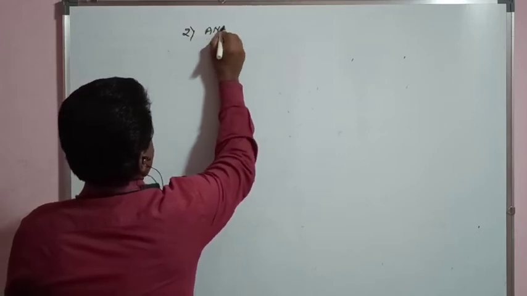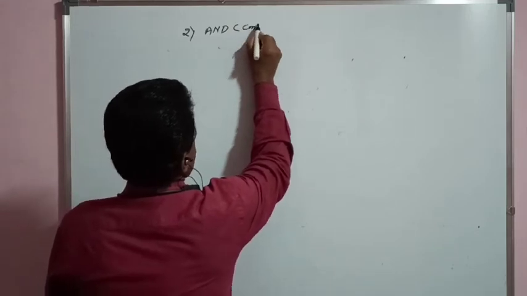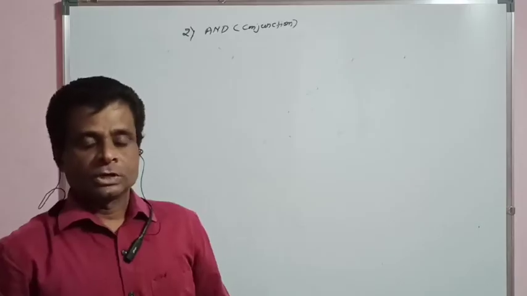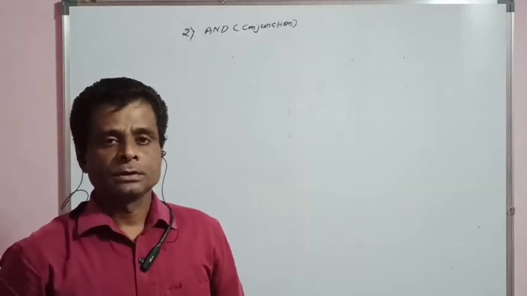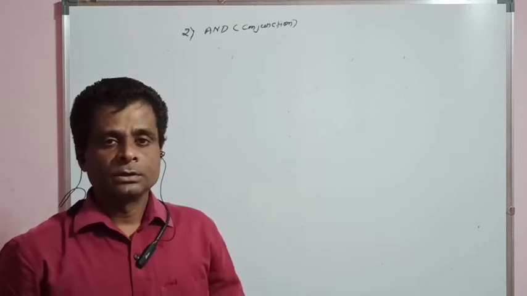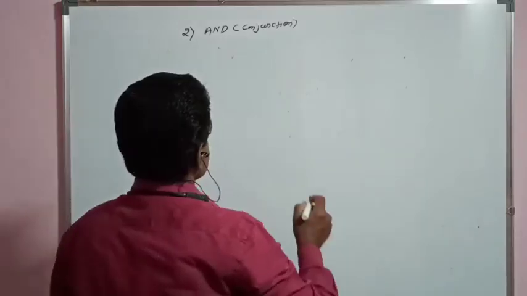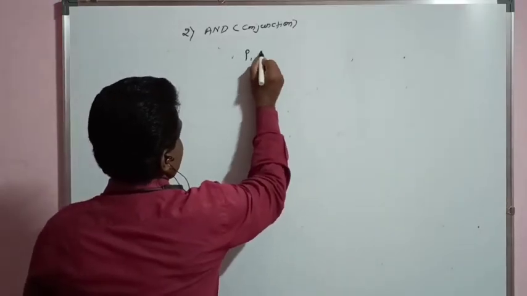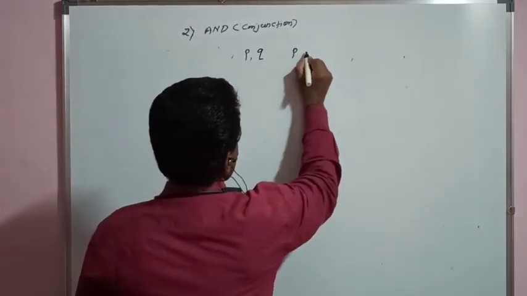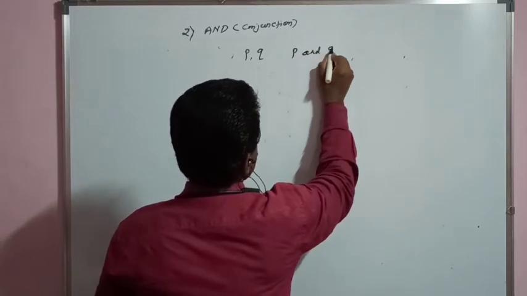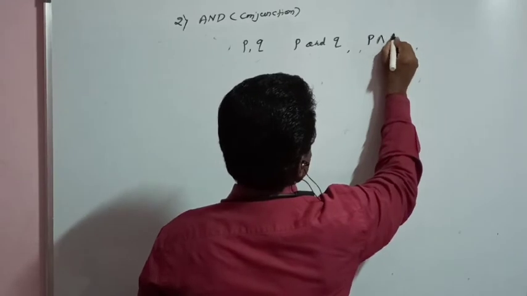And, or logically known as conjunction. Conjunction is a compound statement which is obtained by combining two statements using the word and. Say if P and Q are any two statements, their conjunction is given by what? P and Q. Or even you may write P conjunction Q.